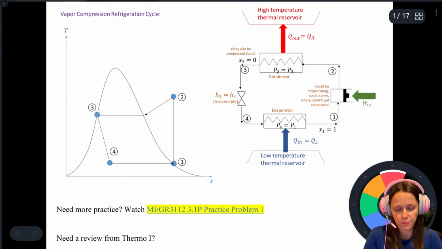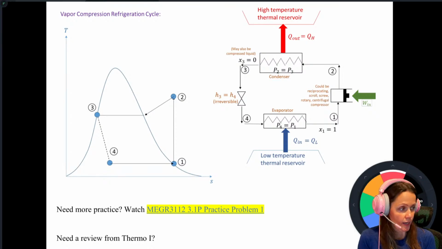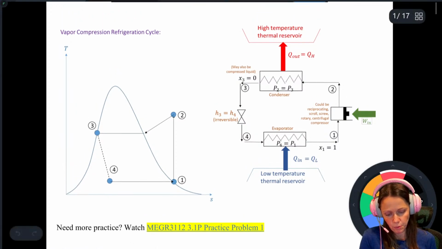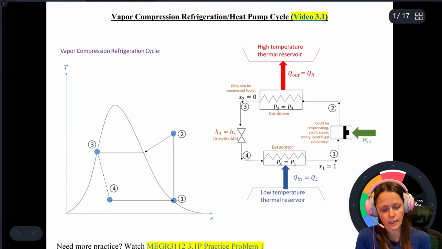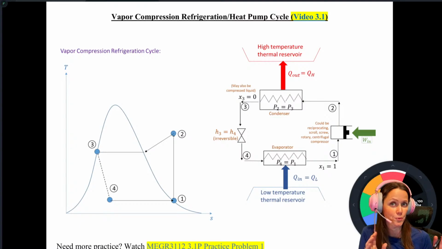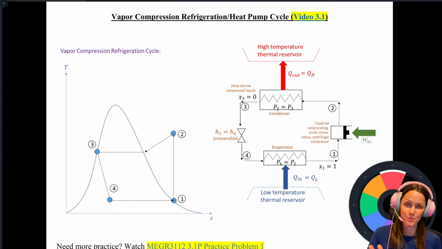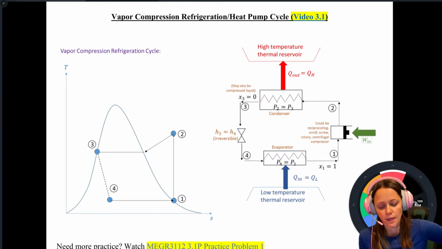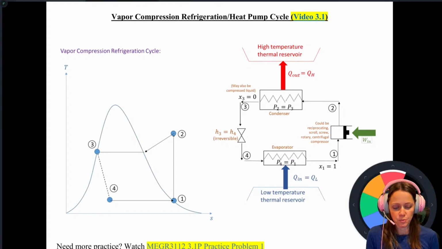Okay, all right, so we're moving on from power cycles, and we are moving on to our last cycle section, which is awesome if you're so tired of cycles. So just a little bit longer, and then we're going to move on to something a little bit different. But vapor compression refrigeration slash heat pump cycles.